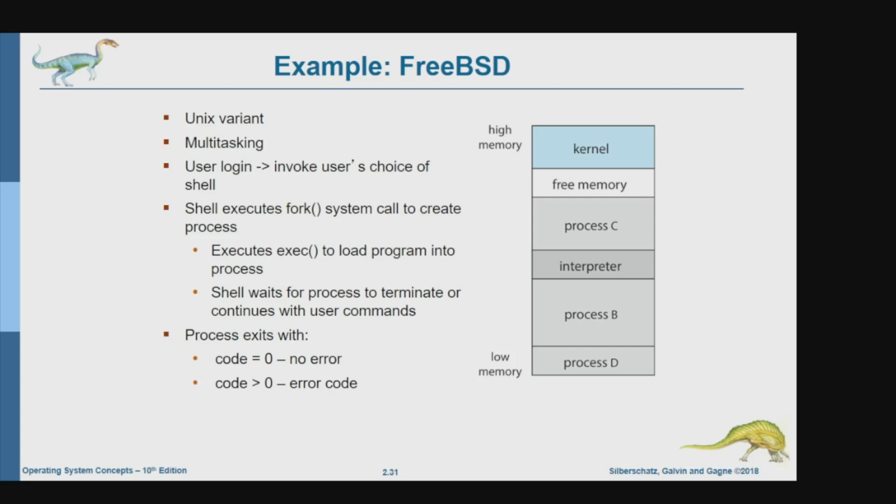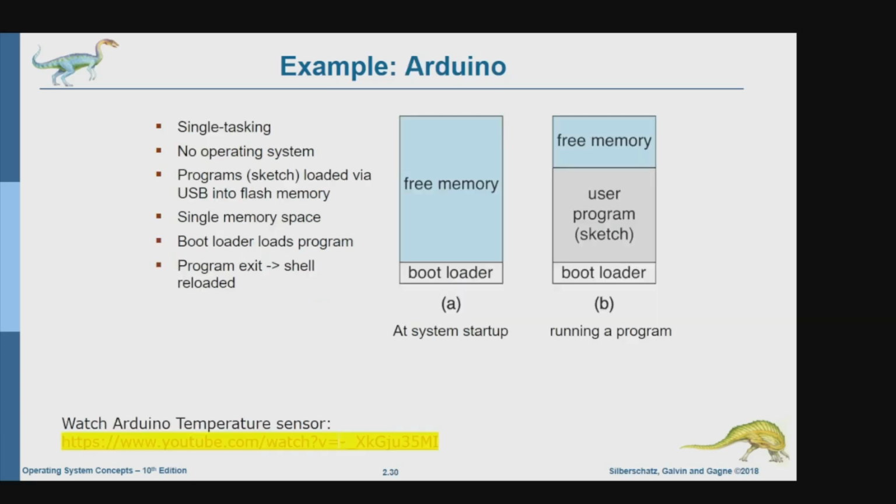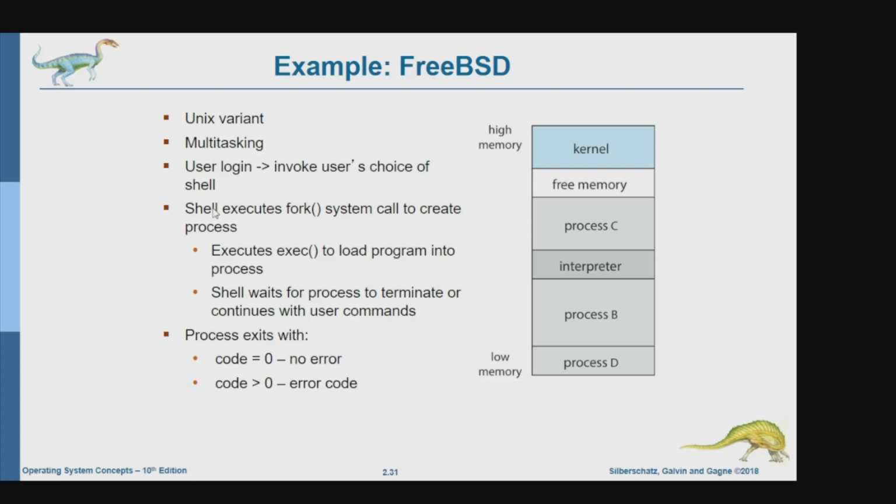Okay, this one is another example, FreeBSD. Okay, this one is a Unix variant, one of the Unix OS, multitasking. So when the user logs in, it will invoke the user's choice of shell. Okay, this process part has the kernel, free memory, process C, interpreter, process B, process D. It is different when you compare it with the Arduino. Okay, so the shell executes the fork system call to create a process. Okay, you can look back at the previous slide about forks.